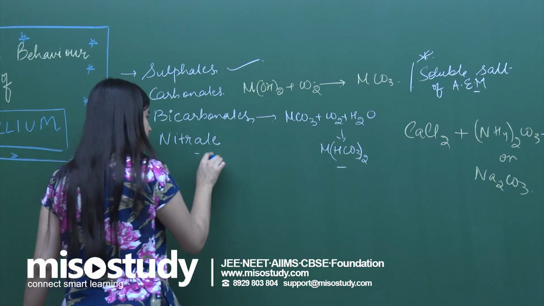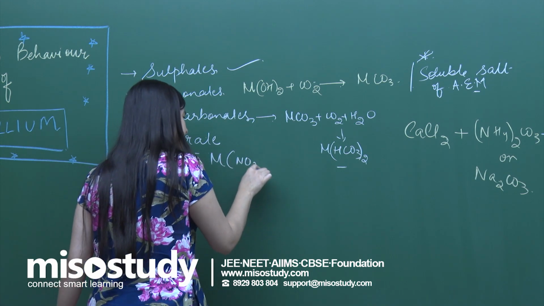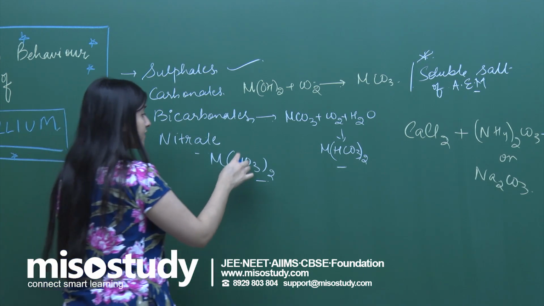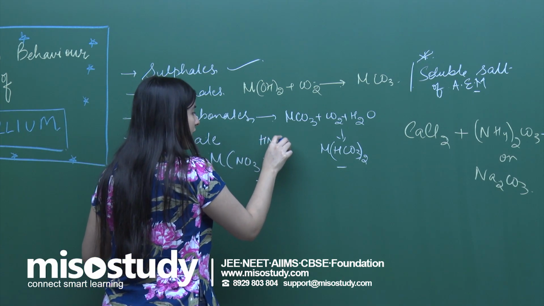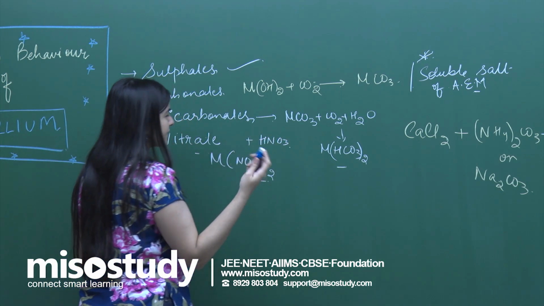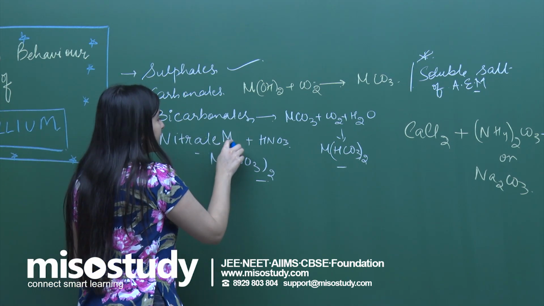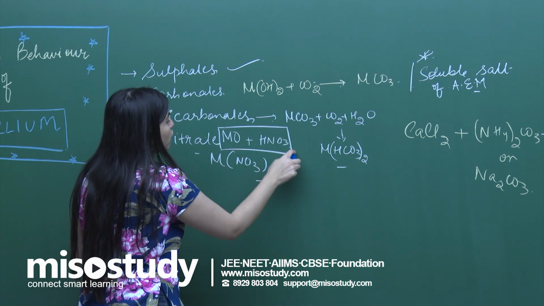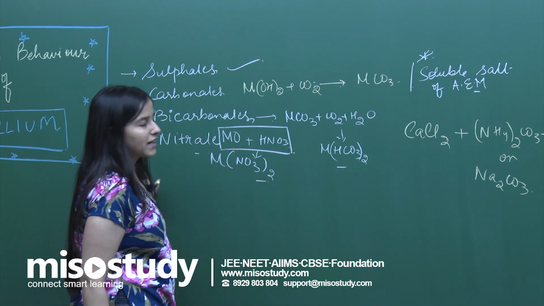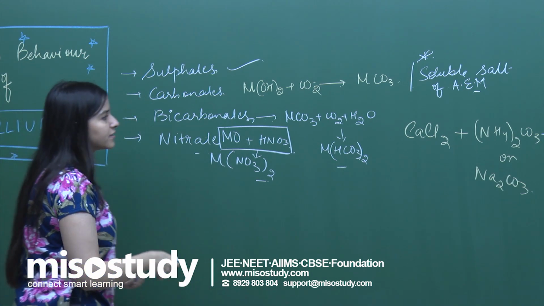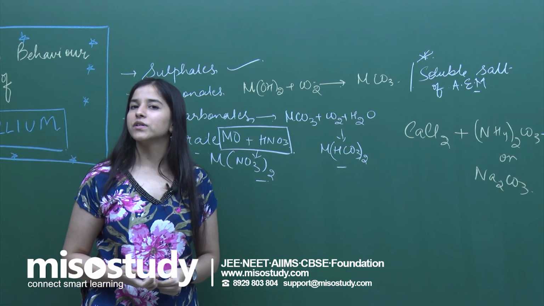And the nitrate, via what? We have to take nitric acid, HNO3, and we can take its hydroxide, its carbonate or whatever it is. Let's say this time I am taking MO, the oxide. From the oxide I can form it very well. It is also possible.